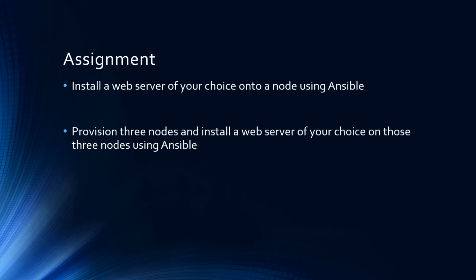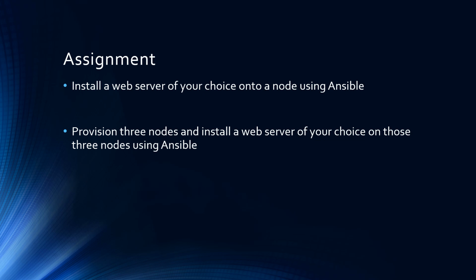Let's discuss your hands-on assignments that will help reinforce the concepts we've covered in this module on configuration management. Your first assignment is to install a web server of your choice onto a single node using Ansible. This task will help you understand the basics of Ansible playbooks and configuration management. You might choose Apache, Nginx, or any other web server you're comfortable with. This exercise will teach you how to write basic Ansible playbooks, how to manage packages and services, how to verify your configuration, and how to handle different operating systems if you choose.